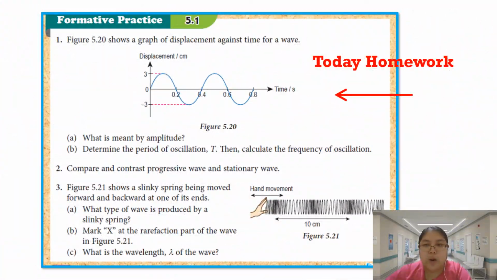Okay, so your homework should be activity 5.1 from your textbook. Copy the question and give the answer. I will discuss the answer in the next lesson.